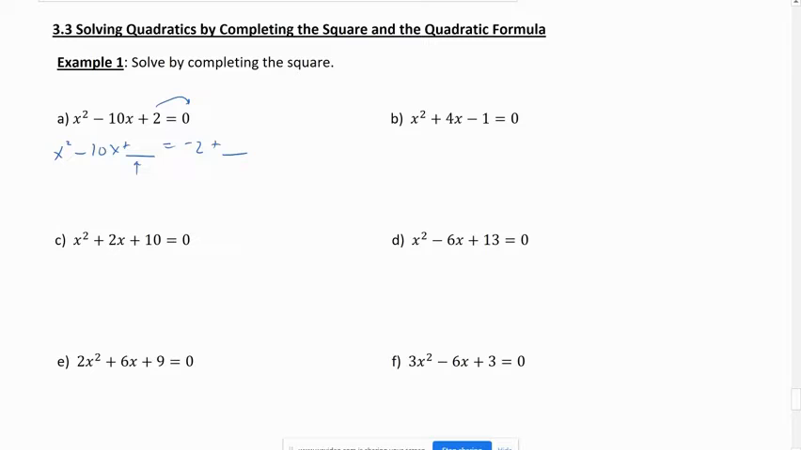So the way that you complete the square is you look at the coefficient of x, which in this case is negative 10, and you take half of it and square it. So if we take half of negative 10, we get negative 5. Negative 5 squared is 25. So we put plus 25 plus 25, because if I add 25 to the left side of the equation, I need to add 25 to the right side as well.